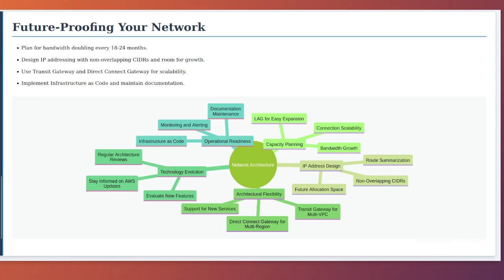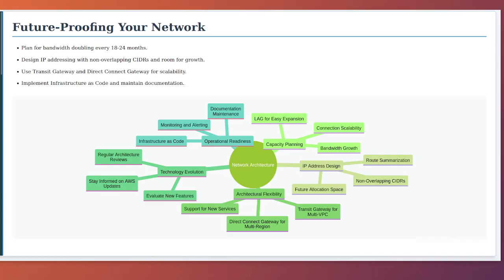Start by planning for bandwidth growth. Historical data shows that network bandwidth requirements typically double every 18 to 24 months for organizations undergoing cloud migration or expanding their cloud usage. When designing your Direct Connect architecture, provision capacity not just for current needs but for anticipated growth over the next 2 to 3 years. If you currently need 2 gigabits per second, plan for 8 to 10 gigabits within 3 years. Using LAG from the start provides an easy upgrade path by adding more connections to the group.